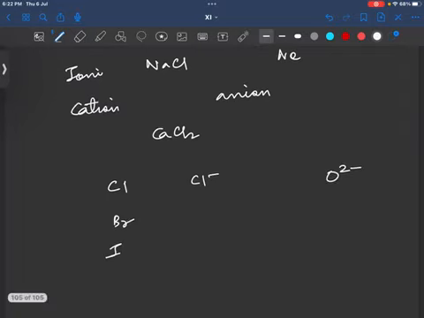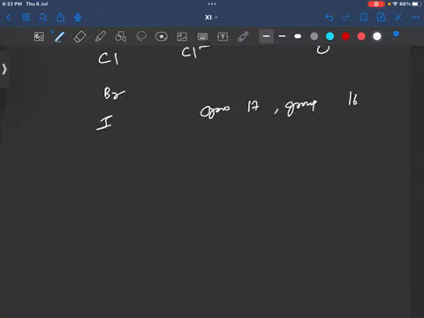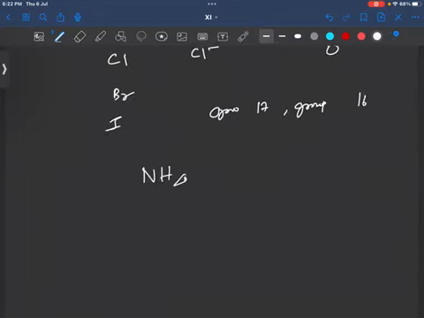Okay, so most of the cations are going to be from group 1, group 2. Most of the anions are going to be from group 17 or group 16 also, because they want 2 electrons. MgO, CaO. Okay, but there is one exception here. That exception is the cation NH4 plus. Have you heard of ammonium chloride? So ammonium chloride is NH4Cl, right? So here what is the cation? NH4 plus. It is made up of cation NH4 plus and anion Cl minus.